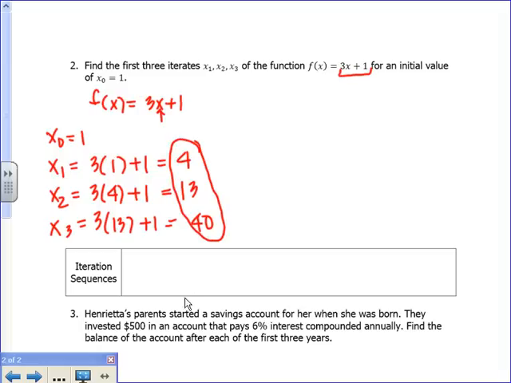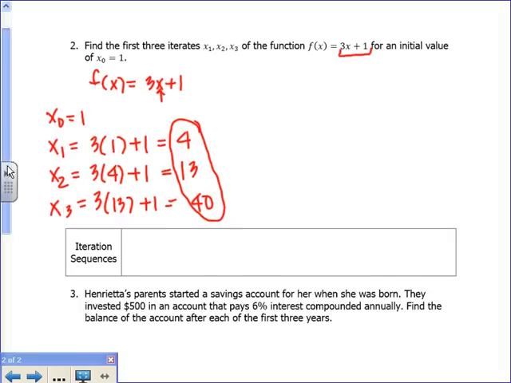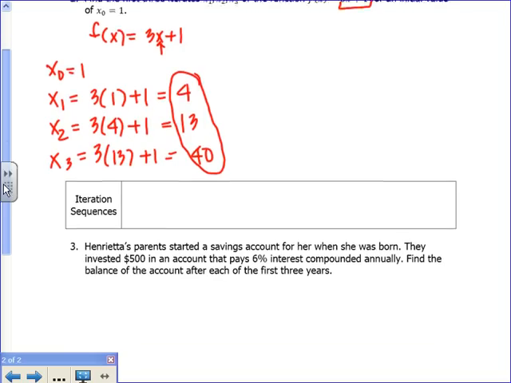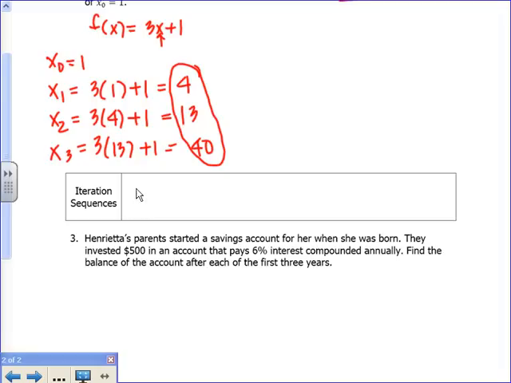So we could write it out a little bit nicer, otherwise you can keep it like that. So, again, same thing, just different vocabulary, basically. Now, an iteration sequence, this is kind of what we just did up here. It's used more often in real-world situations. And I'm going to show you an example of the next one.